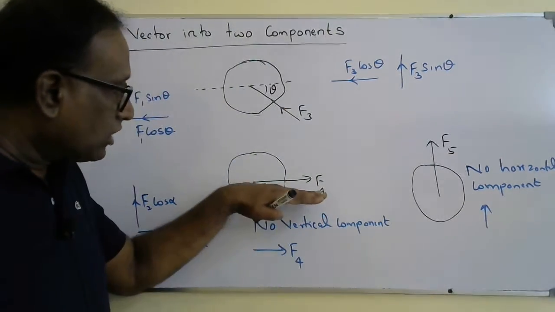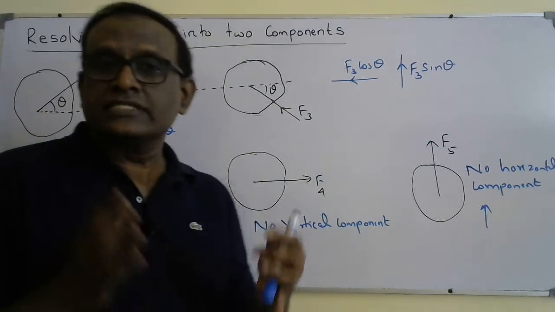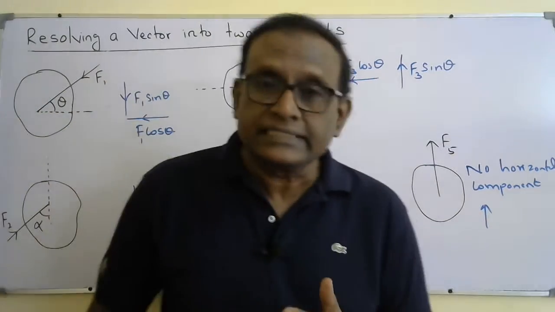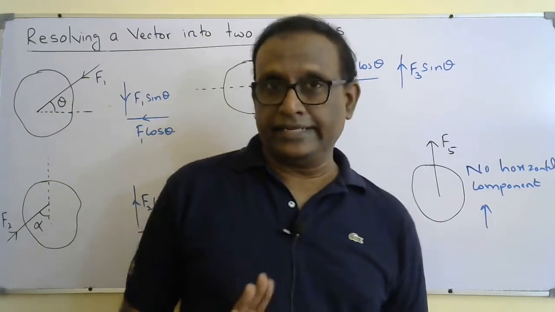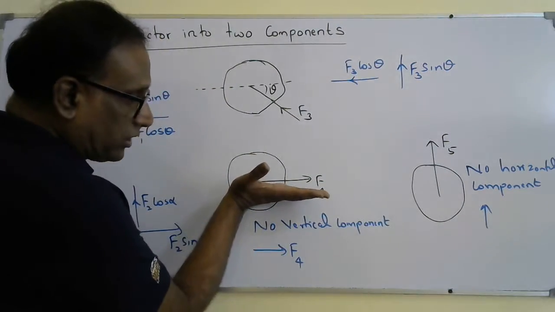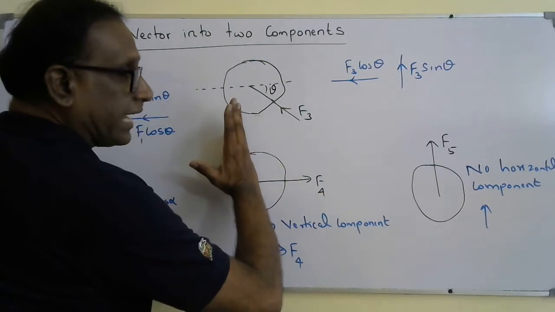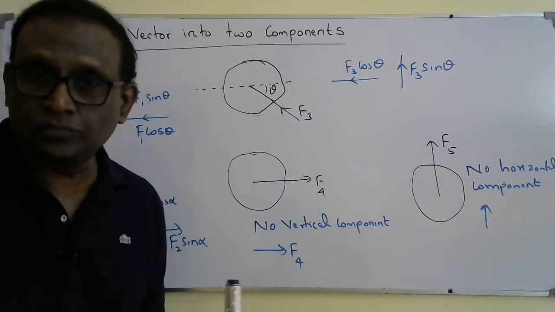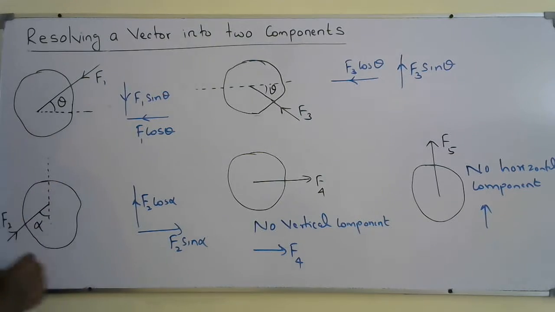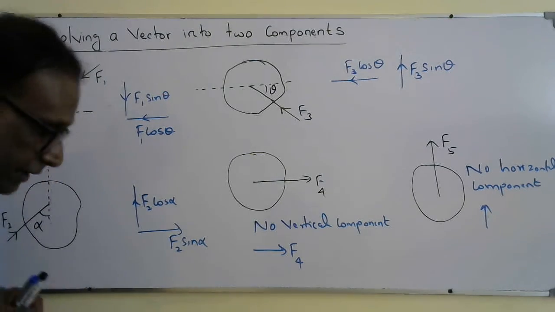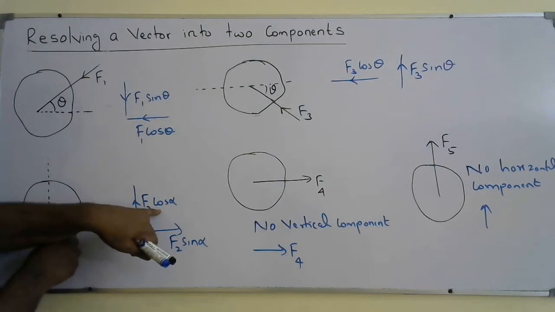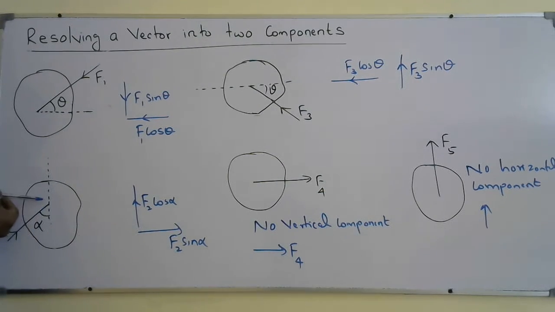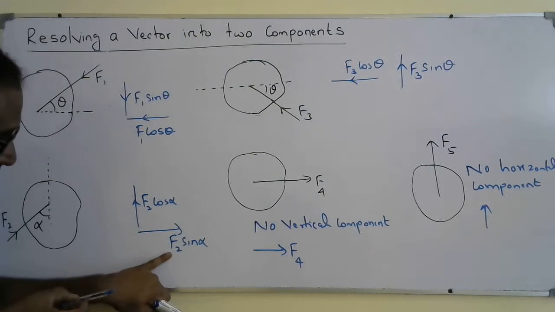In the same way, a horizontal vector has no vertical component. So simply we can say a vector cannot be resolved through 90 degrees. A vector which is horizontal cannot be resolved through 90 degrees to get a vertical component. Here I resolve it in the vertical direction to get the vertical component, and I resolve it in the horizontal direction to get the horizontal component.